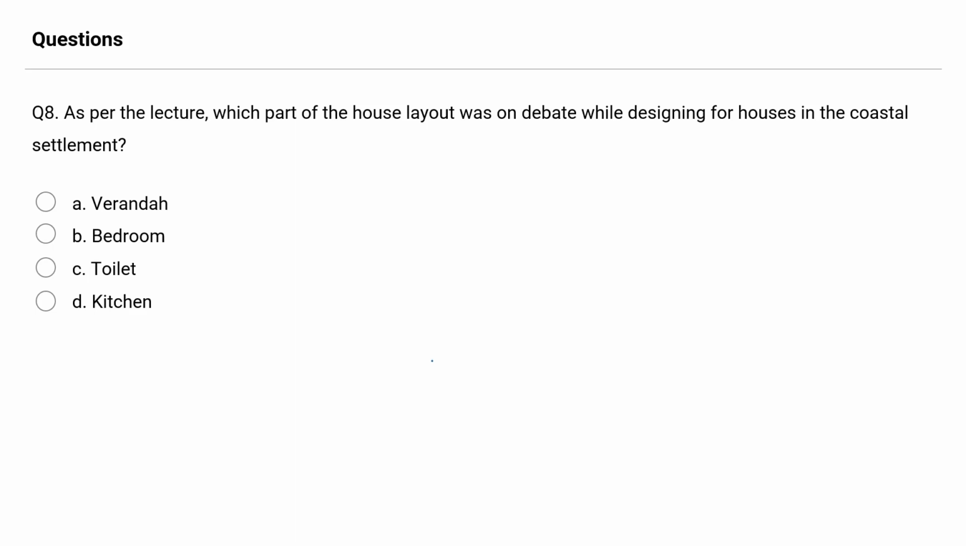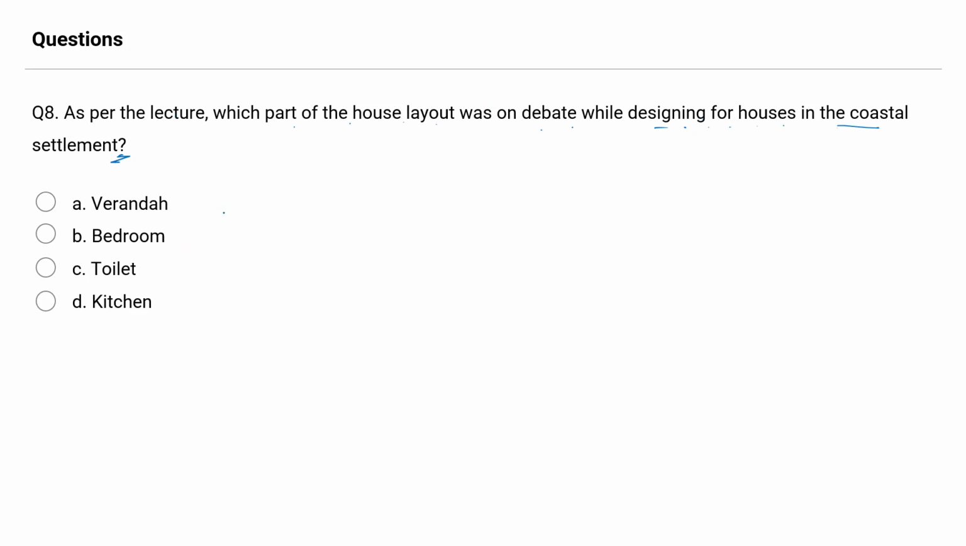Let's come to our eighth question. As per the lecture, which part of the house layout was on debate while designing for houses in the coastal settlement? So these are the different parts of the house layout.